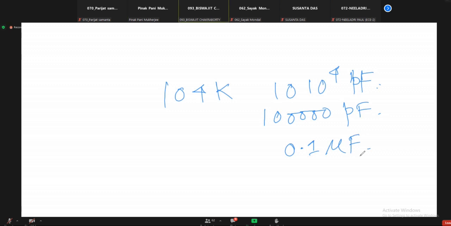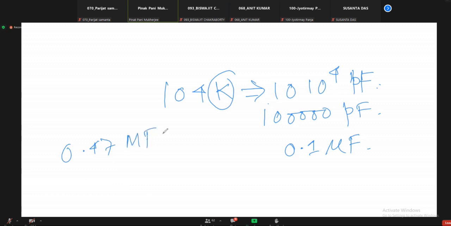What is K? K is a letter printed there, but the decoding will be like this: there are several formats they follow. Similarly, they can print like this, 0.47 MFK. You should not go for this, these are the manufacturer's specification. You should go for the number. Various companies use various printing styles.